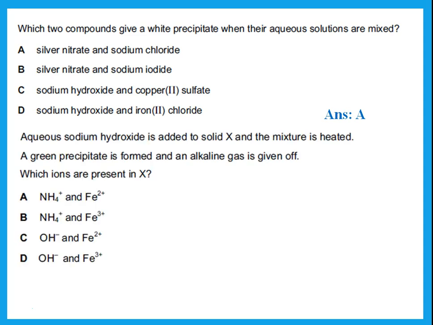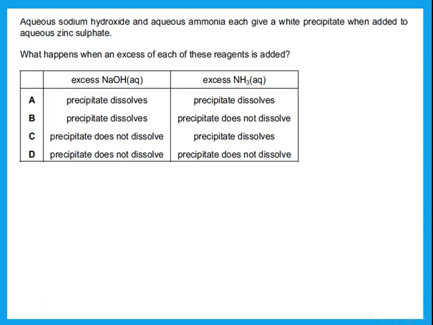Okay, aqueous sodium hydroxide is added to solid X and the mixture is heated. He got a green precipitate and an alkaline gas. Now, first of all, if I add sodium hydroxide to something and I get a green precipitate, that means that I have iron 2 plus. And then, what was the test in which I add sodium hydroxide and the mixture is heated and I get an alkaline gas? That was the test for ammonium. So now I have ammonium and iron 2 plus.